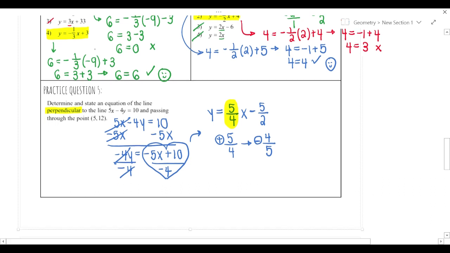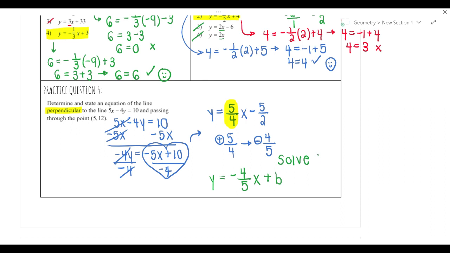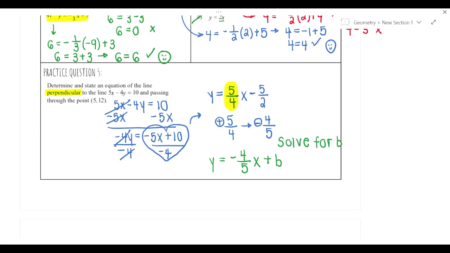Okay, so I will be writing this as y is equal to negative 4/5 x + b. Now I need to solve for b. I don't know what my y-intercept b is. But I do have some points here, (5, 12), that I can plug into y and x. So wherever I see y, I'm going to plug in 12. And wherever I see x, I'm going to plug in that 5.